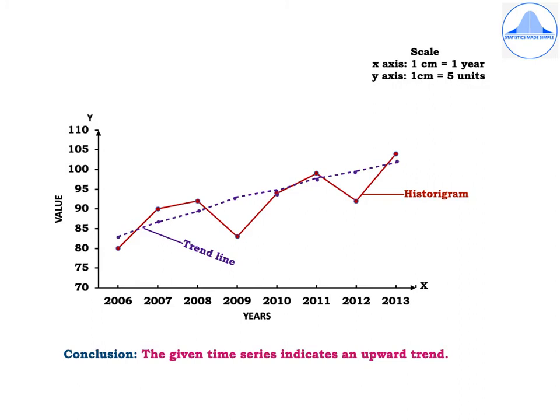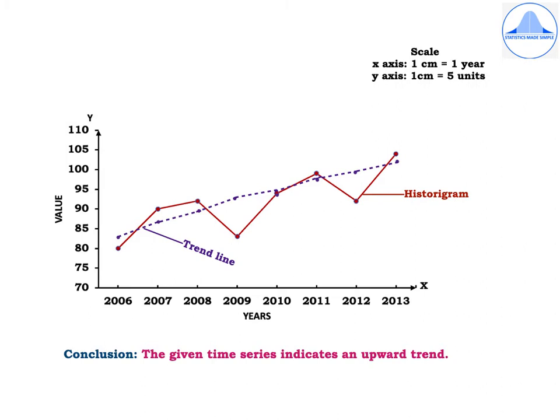Corresponding to each year, you have to mark the y value. So, corresponding to 2006, mark the y value 80. For 2007, 90, 2008, 92. Continue in this manner up to 2013. The value of y is 104. These points are then joined by straight lines using a scale, as I have highlighted in red color, and then mark the line as the histogram.